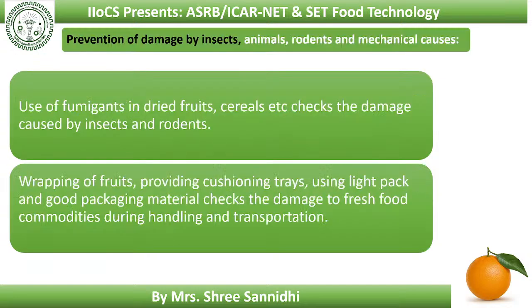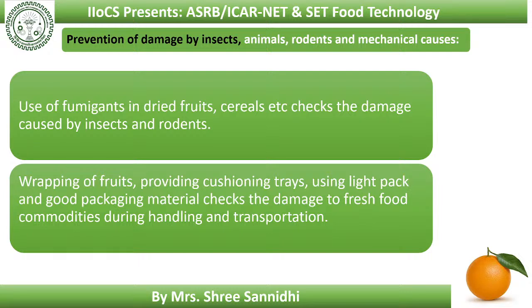Okay, the last one is the prevention of damage by insects, animals, rodents and other mechanical causes. So for insects and animals or rodents, we can use the fumigants in foods like dried fruits, cereals, etc., which checks the damage caused by insects and rodents.